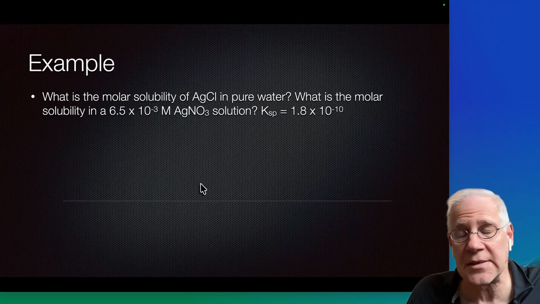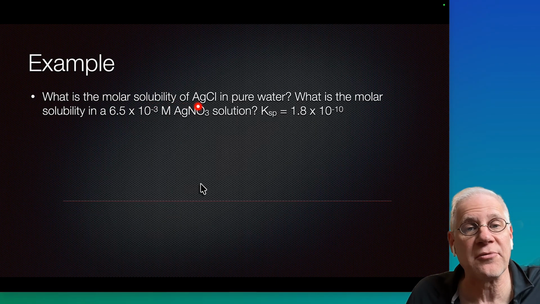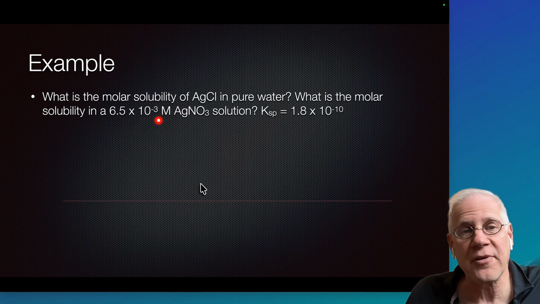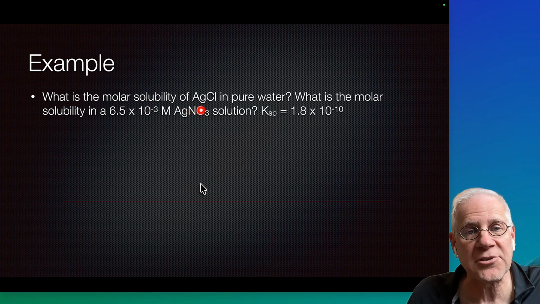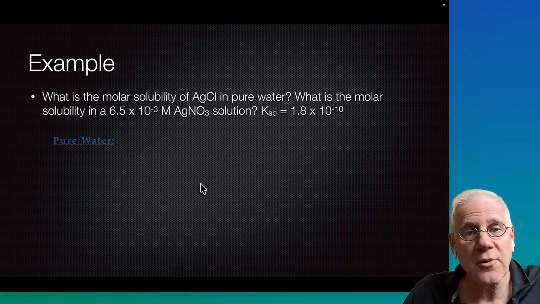Let's do a calculation and see how it actually goes. We want to know what is the molar solubility of silver chloride in pure water, so just going in water. And then I want to know what is the molar solubility in a 6.5 times 10 to the minus 3 molar silver nitrate solution. Silver nitrate is going to have silver ions and nitrate ions completely dissociated because nitrates are all soluble. So it becomes a source of silver plus. It's not a very concentrated solution, just 10 to the minus 3. That's actually pretty low. So let's see what happens here.